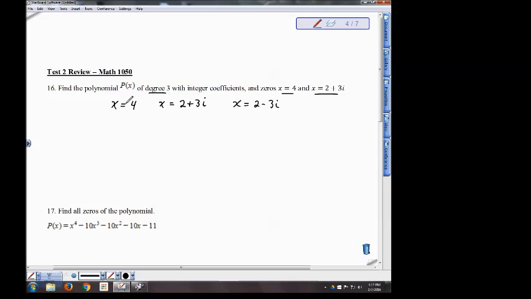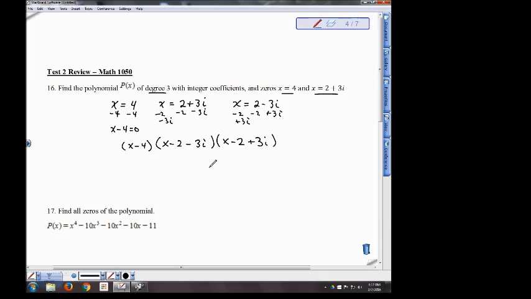Next step is to form the factors from which these zeros came. So x equals 4. A good way to do this is to make each zero equation equal to 0. So x minus 4 equals 0. That means one of your factors is x minus 4. If you subtract 2 and 3i, you're going to have x minus 2 minus 3i. And then over here, if you subtract 2 and add 3i, you have x minus 2 plus 3i.